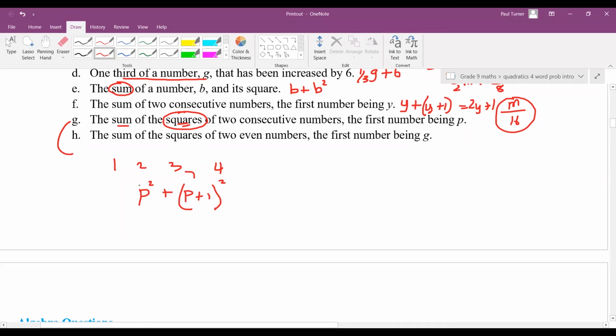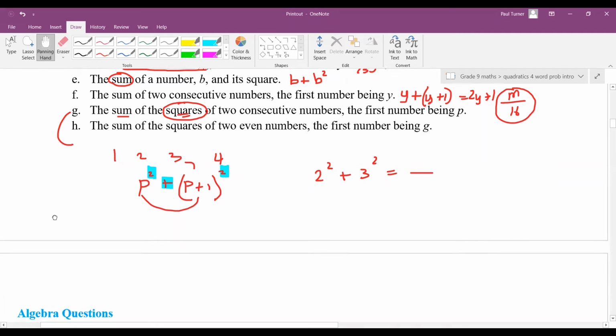And that would be 3, for example. So that would be like 2 squared plus 3 squared. And you'll get an answer there. So the sum of the squares. So the squares are the powers. And that's sum. And these are your consecutive numbers. Okay, so that's a little bit tricky, that one, but you will see it in the word problems.